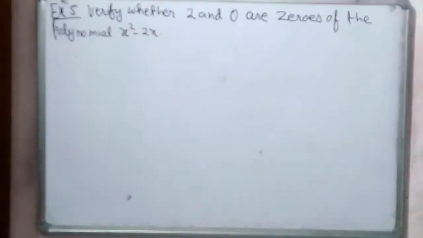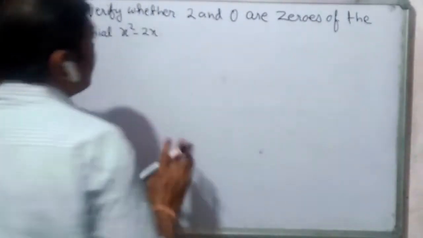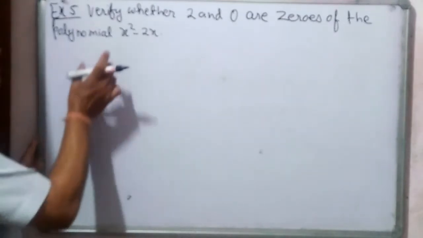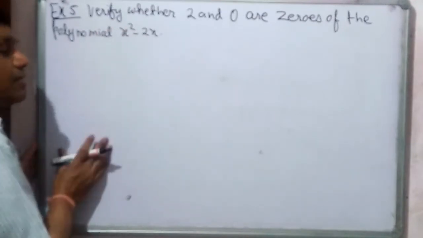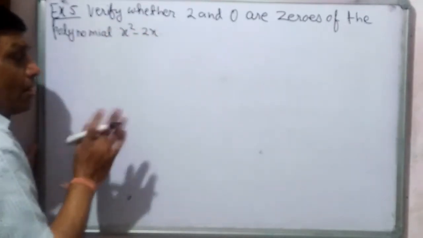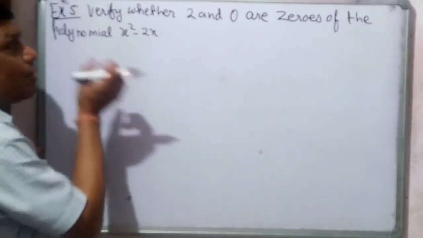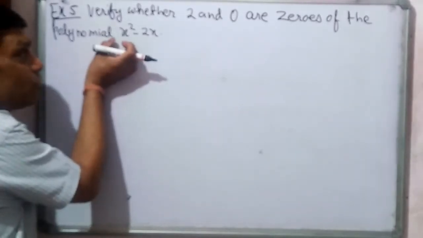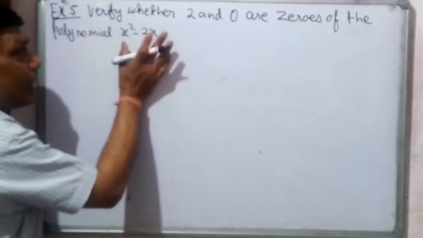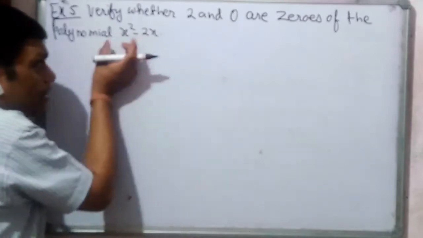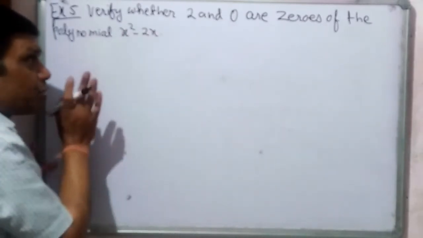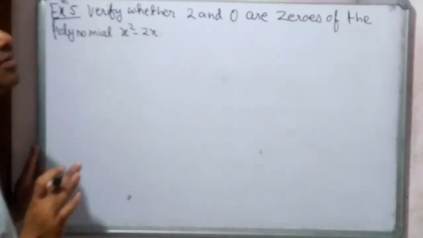Next example, dear students, is example number 5. Verify whether 2 and 0 are zeros of the polynomial x square minus 2x. Now what we have to do? We have to verify. For verifying, what we shall do? We will put 2 in place of x. If the value comes to be 0, it is a 0. We'll put 0 in place of x. If the value of the polynomial comes to be 0, then 0 will be a 0.